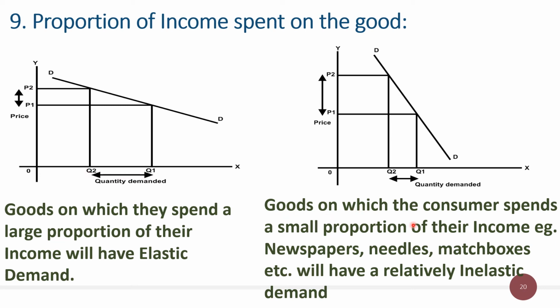Whereas goods on which the consumer spends a small proportion of their income, for example, newspapers, needles, matchboxes, will have relatively inelastic demand. As you can see in the case of newspapers, needles and matchboxes, hardly any proportion of our income goes on that. They're very low priced. So even if their price increases to a large extent, their demand will not change much. And so the demand for these types of goods is relatively inelastic. Whereas goods on which we spend a large proportion of our income, the demand for it is relatively elastic.